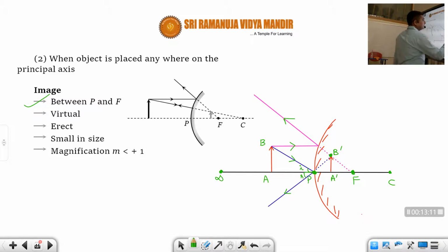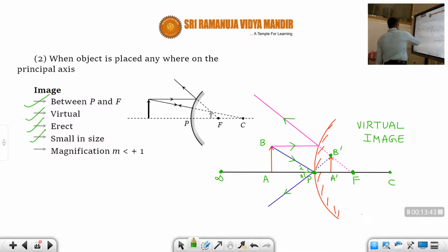So this image is called a virtual image, because the rays are not actually meeting. They are appearing to diverge. Therefore it is called a virtual image. And any virtual image is always an erect image. So this is another property. And what about size, students? From the diagram you can see that if AB is some 1 centimeter, definitely the length of A dash B dash would be less than 1 centimeter. So it is small in size.